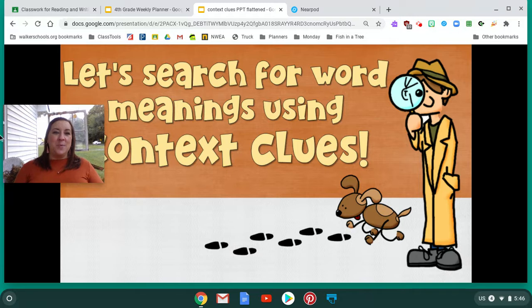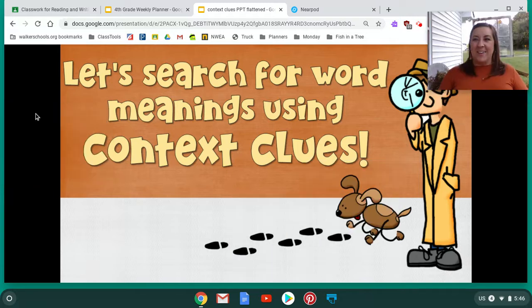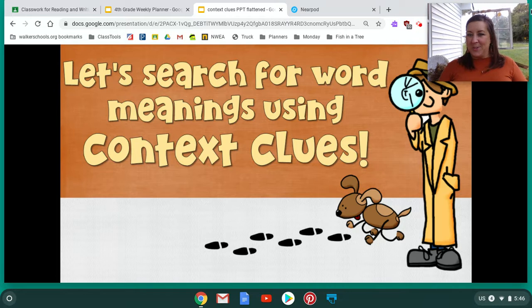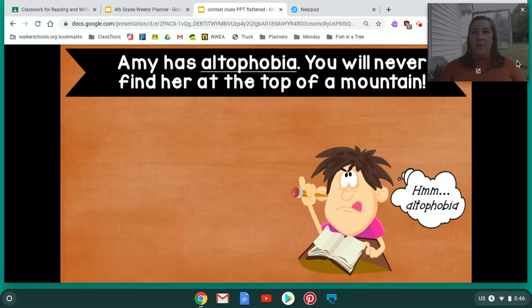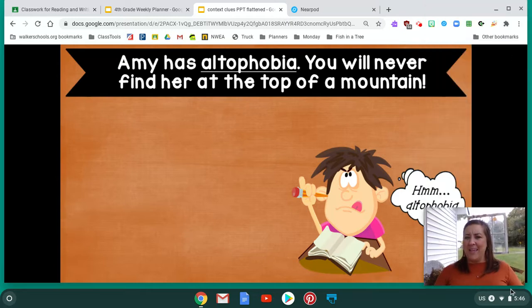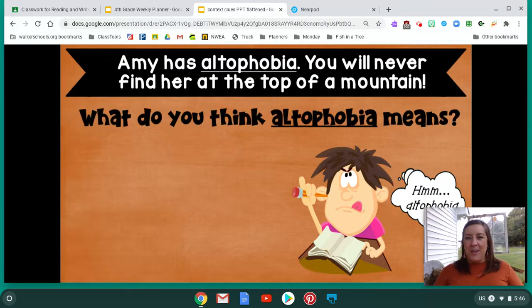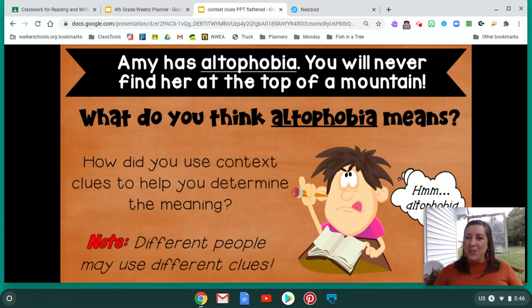Let's search through these word meanings together and see about these context clues. I just keep going all over the screen, don't I? Let's check these out. Amy has altophobia. Wow, I don't know what that means. You will never find her at the top of a mountain. She doesn't like the top of a mountain. And I'll look at that word, altophobia. What do you think altophobia means? How did you use context clues to help you determine the meaning?